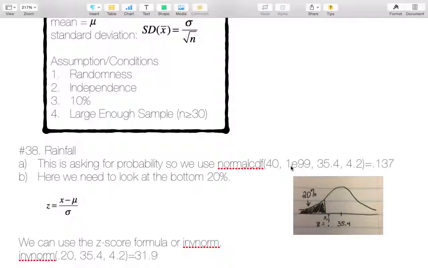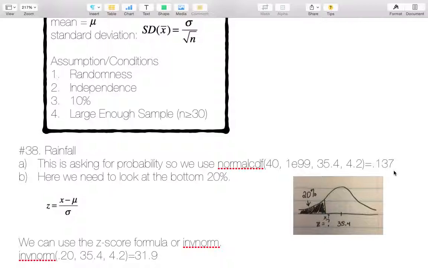40 to positive infinity would represent more than 40 inches of rain. The average is 35.4. If you calculate standard deviation, well, in this case we don't have to because they gave us 4.2 as my standard deviation. So it looks like about 13.7% of years have an average rainfall of 40 inches or greater. Okay, that one should be pretty straightforward.